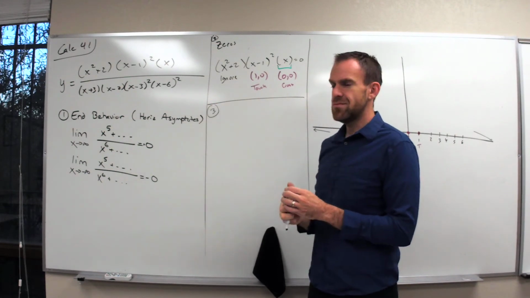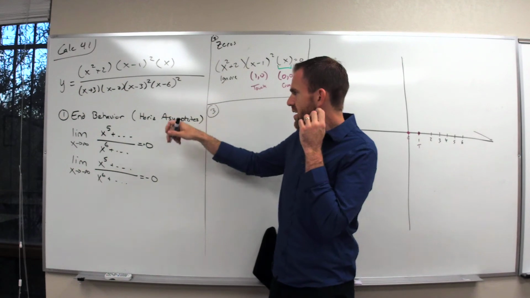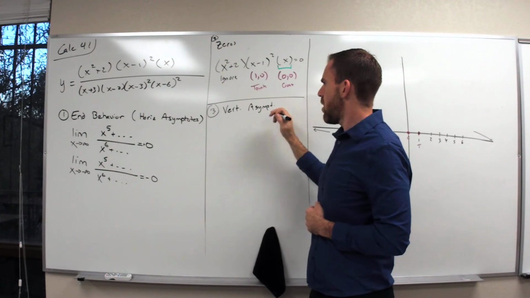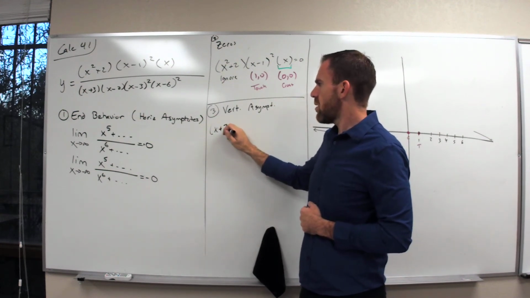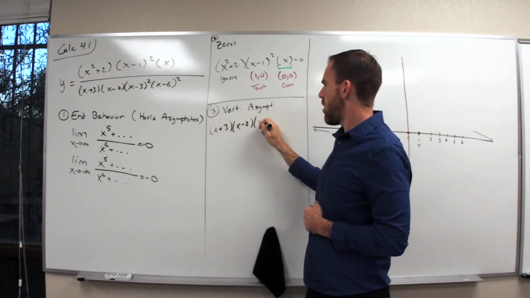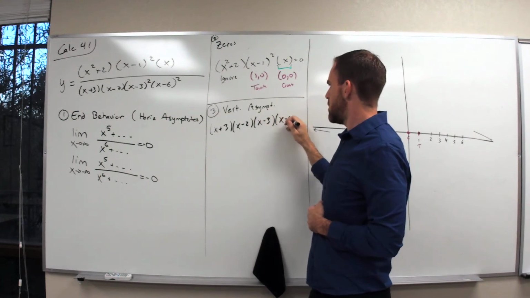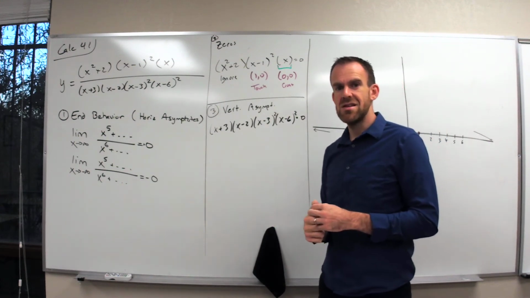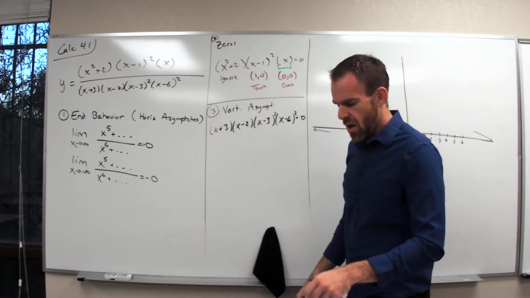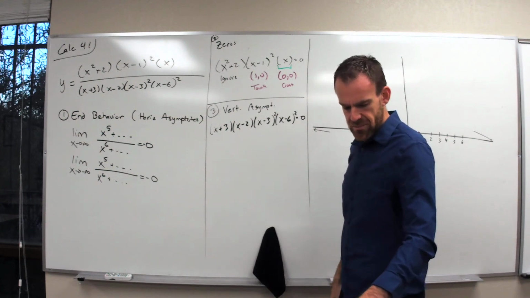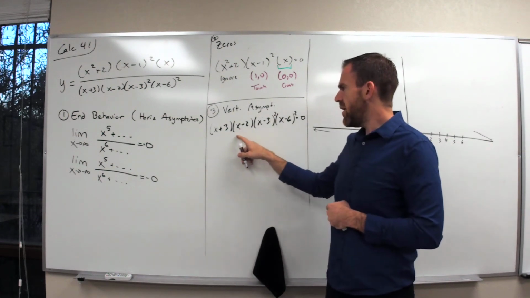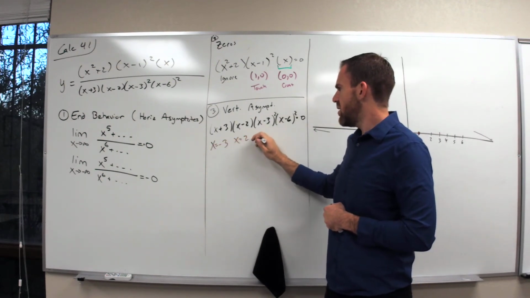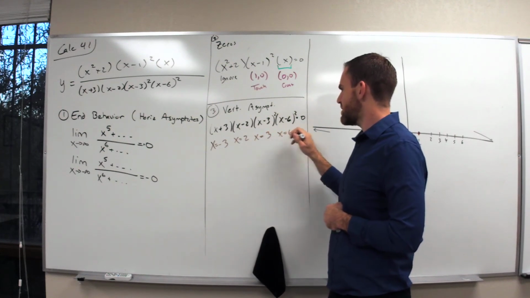Now, let's look at our vertical asymptotes. That's when the denominator equals 0. So these are going to be vertical lines, since it's an asymptote. So what am I going to do here? I'm going to figure out what makes any of these 0. So x equals -3, x equals 2, x equals 3, and x equals 6.